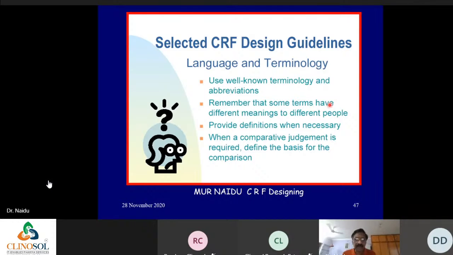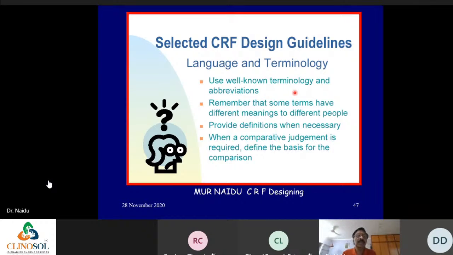Remember that some terms have different meaning to different people. There are many examples where different terms have different types of meaning for different people. Provide definition when necessary. Sometimes we use some term which is very difficult to understand by many normal educated people, because these are some very common medical terms. In that condition, provide a clear definition of what you mean.